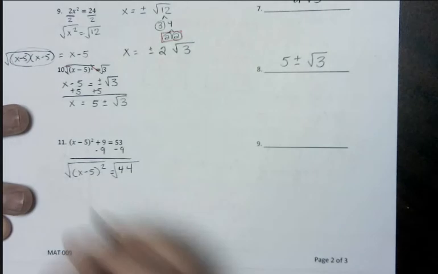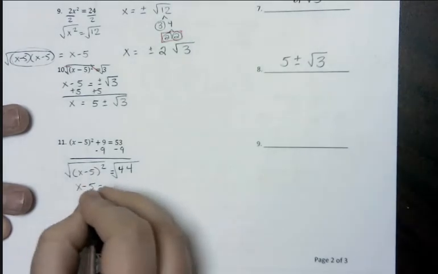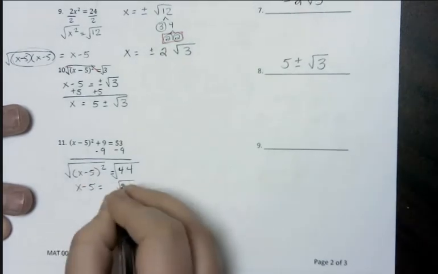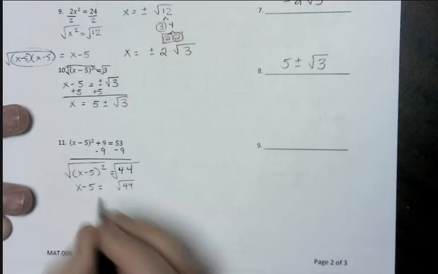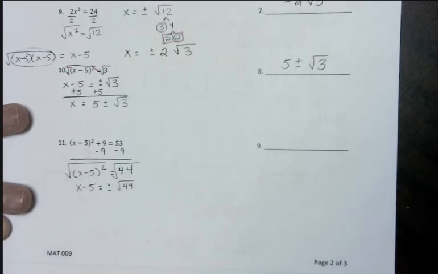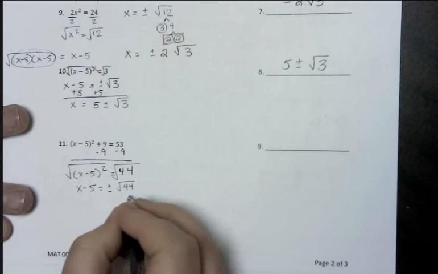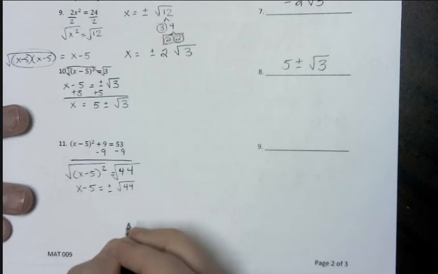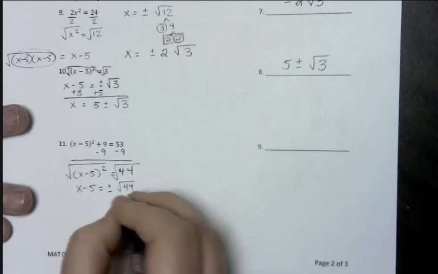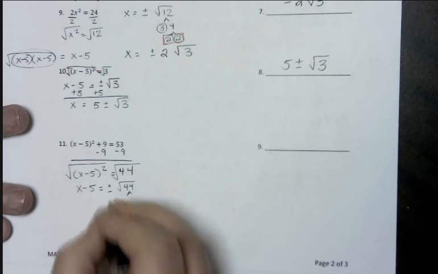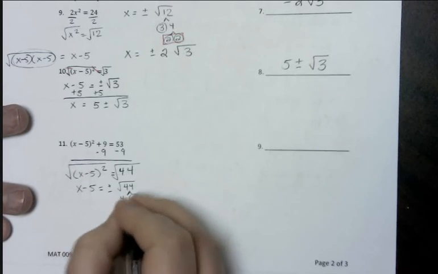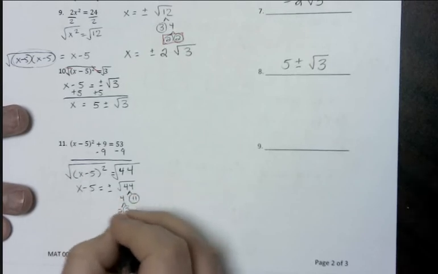So you get x minus 5 equals the square root of 44, and then you want to not forget your plus or minus. So my preference is just to go ahead and simplify this guy first, and then I can go ahead and move that 5 over. It really just doesn't matter. So that 44 is going to break down to 4 and 11. 4 breaks down to be 2 and 2.